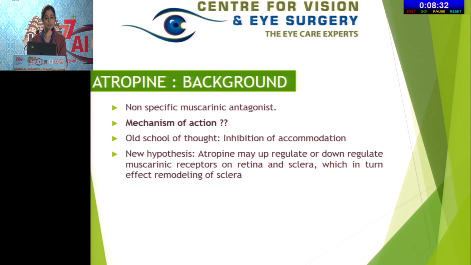Atropine background. It's a non-specific muscarinic antagonist. Now, what is the mechanism of action? It is still debatable. There was an old school of thought that it inhibits accommodation, but according to the new hypothesis, atropine may upregulate or downregulate the muscarinic receptors on retina and sclera, which in turn affect remodeling of sclera. But as I said, it is still a question mark. How does it work? Let's see what the trials on 0.01% atropine have shown.